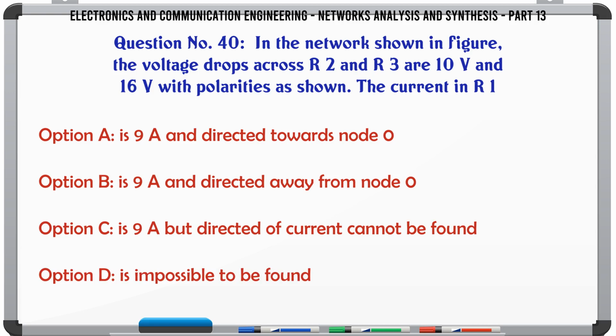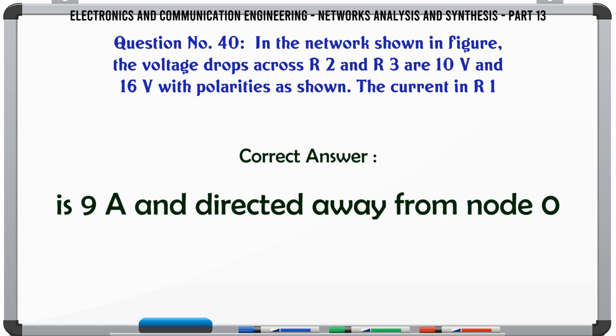In the network shown in the figure, the voltage drops across R2 and R3 are 10V and 16V with polarities as shown. The current in R1 A. is 9A and directed towards node 0, B. is 9A and directed away from node 0, C. is 9A but direction of current cannot be found, D. is impossible to be found. The correct answer is 9A and directed away from node 0.